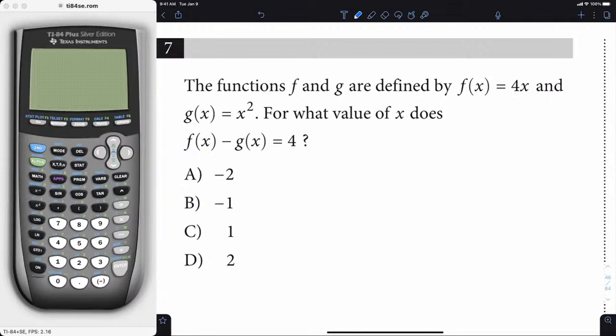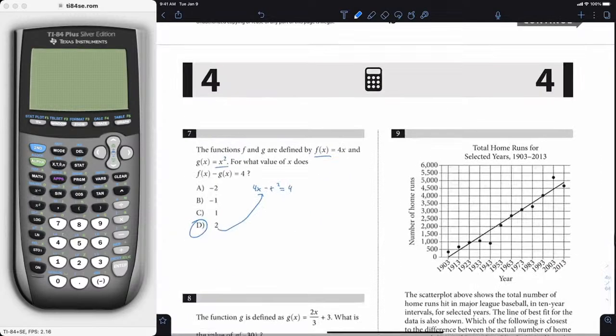So f of x minus g of x. They tell us f of x is 4x and g of x is x squared. So let's just do 4x minus x squared equals 4. Actually, no, I don't want to subtract over the 4. Let's just plug and chug. If we plug in 2 for x here, that will give us 8 minus 4 is equal to 4. That works. So the answer is D.